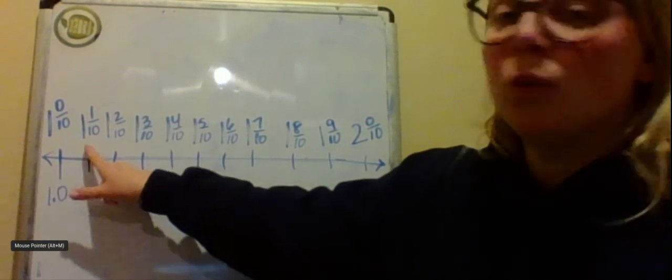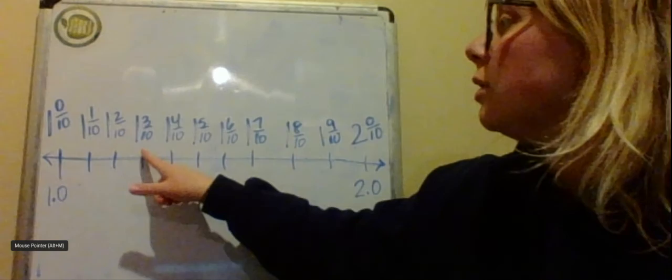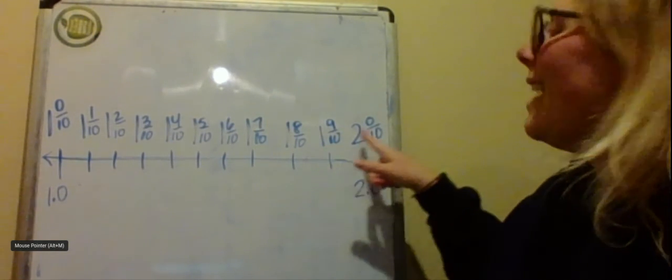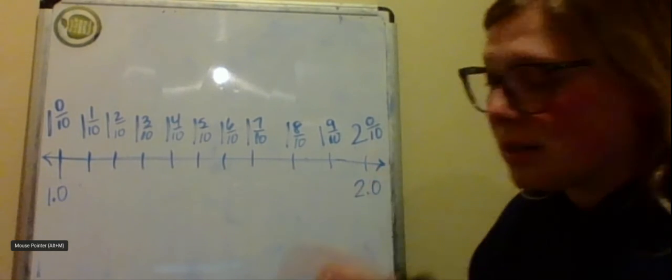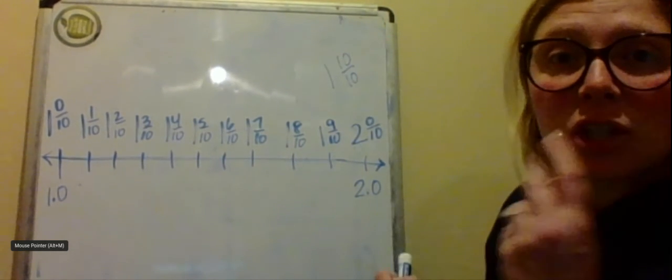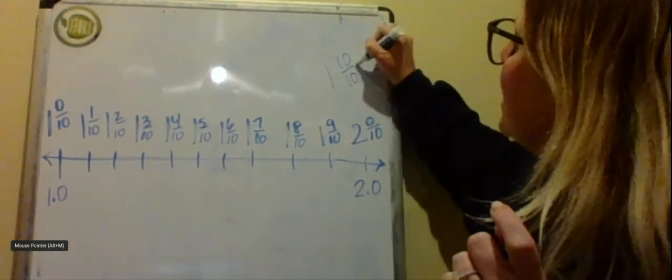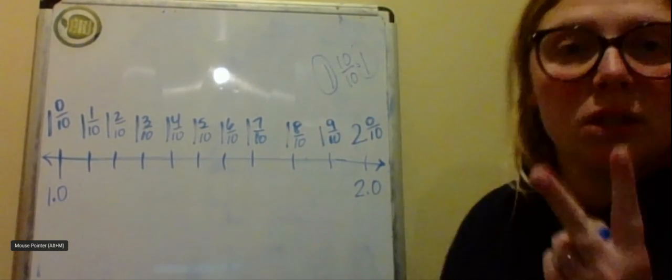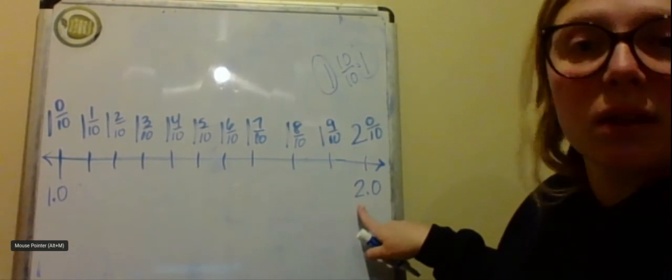Then you have 1 1/10, 1 2/10, 1 3/10, 1 4/10, and so on until you get 1 9/10, and then 1 10/10. But 1 10/10 is actually 2, right? Because 10/10 is 1 whole, and 1 whole plus 1 whole is 2 wholes. And that's where you can see the decimal here.